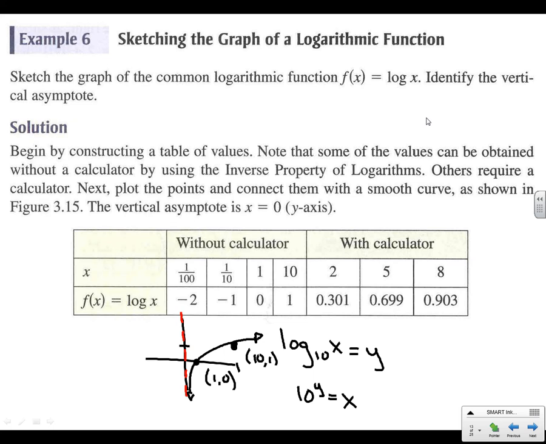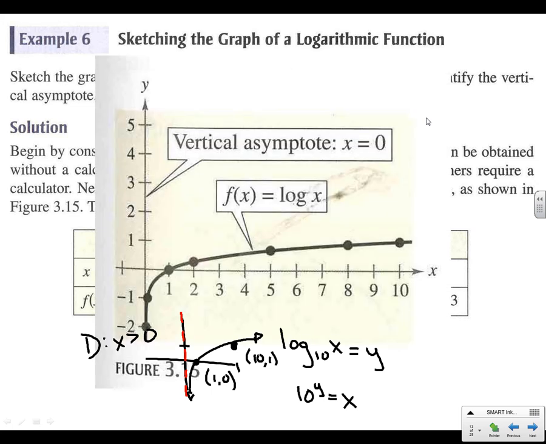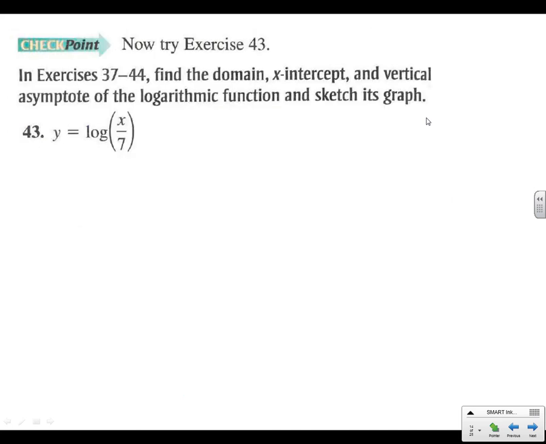So the range is all real numbers. The domain here, x has got to be greater than 0. Okay? It can't equal 0 either, because there's no way for us to get an answer of 0. It can get very, very small, but not 0. All right, and so there we go. Vertical asymptote at x equals 0. All right, so same thing here on 43. See what you can do with this equation.